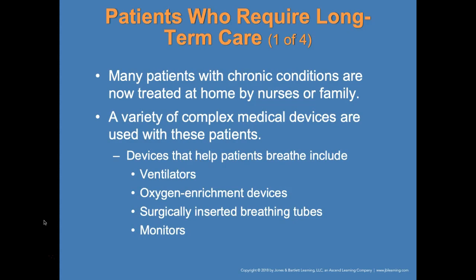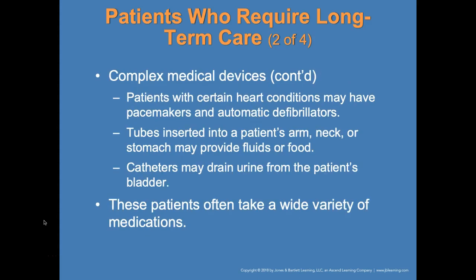All right. Patients who require long-term care. Many patients with chronic conditions are now treated at home by nurses and family members. A variety of complex medical devices are used with these patients, including ventilators, oxygen enrichment devices, surgically inserted breathing tubes, monitors, a whole list of stuff. Patients with certain heart conditions may have pacemakers or automatic defibrillators. There might be tubes placed in the patient's arm, neck, or stomach to provide fluids or food, or maybe for dialysis. The patients might have catheters to drain urine from the bladder.